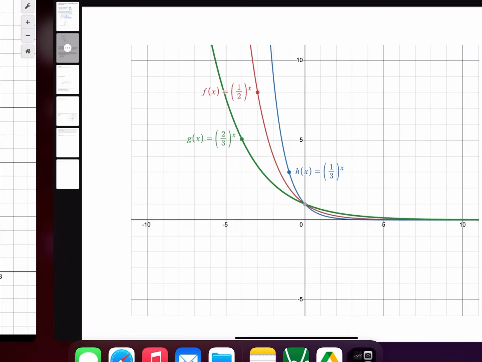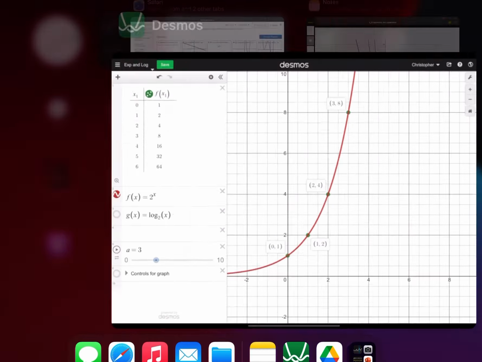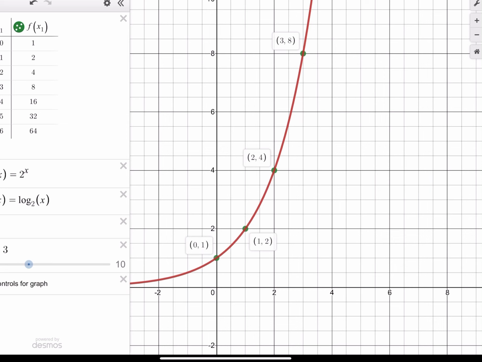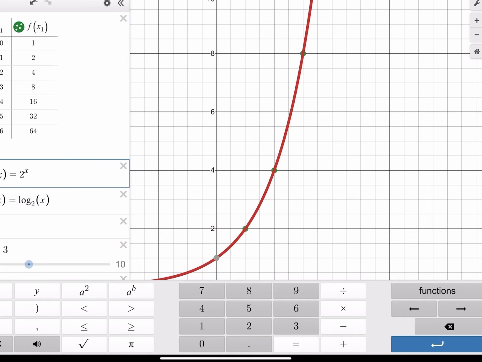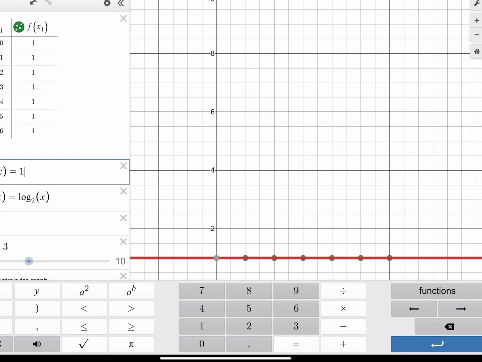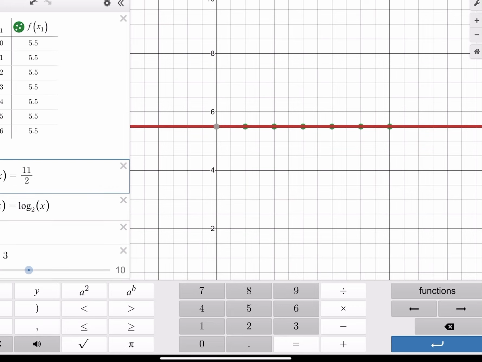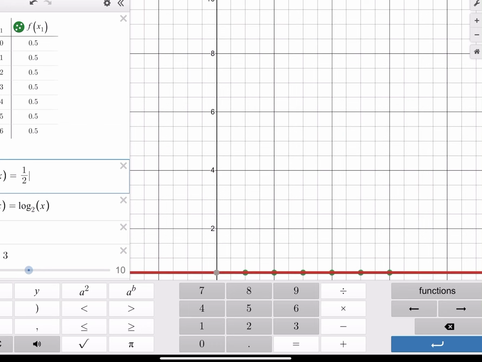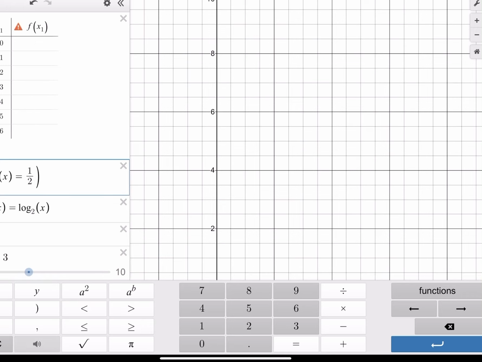And we can hop back over to Desmos to actually see that as well. So right here where we have f of x is 2 to the x, we're actually just going to change this to 1/2. Oh, I put 11 halves. That won't work. So we're going to have 1/2, and we'll put some parentheses around this, 1/2 to the x power.